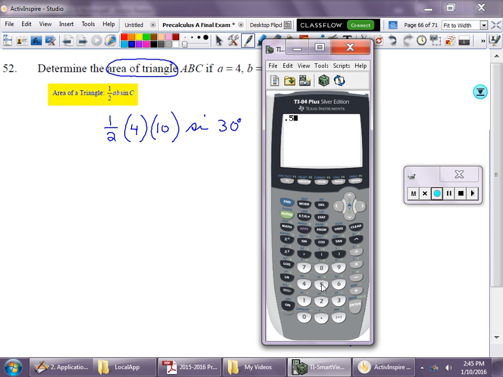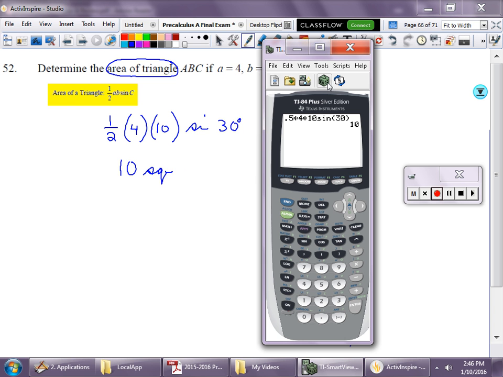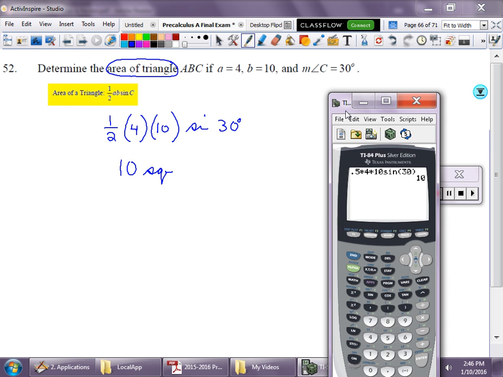Remember, terminating decimals, you're allowed to enter them as such. Be careful, mine has a delay. There you go. So that area is 10 square feet. And I think this is feet. If it's not feet, we write units.